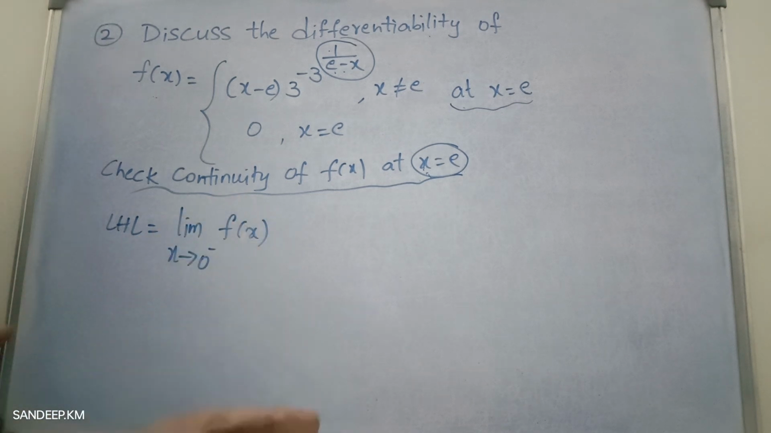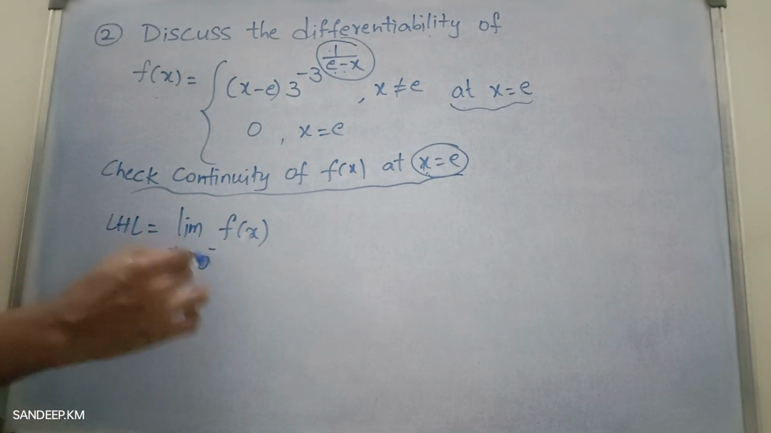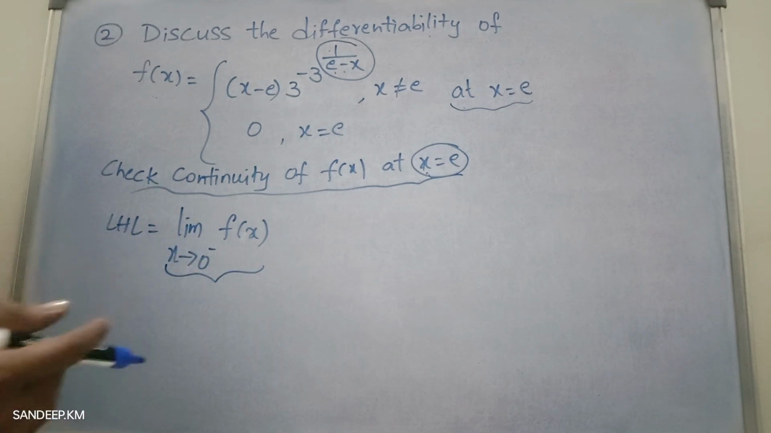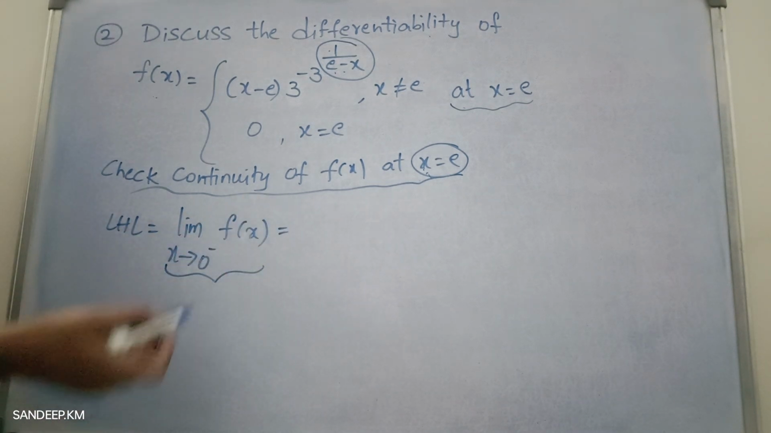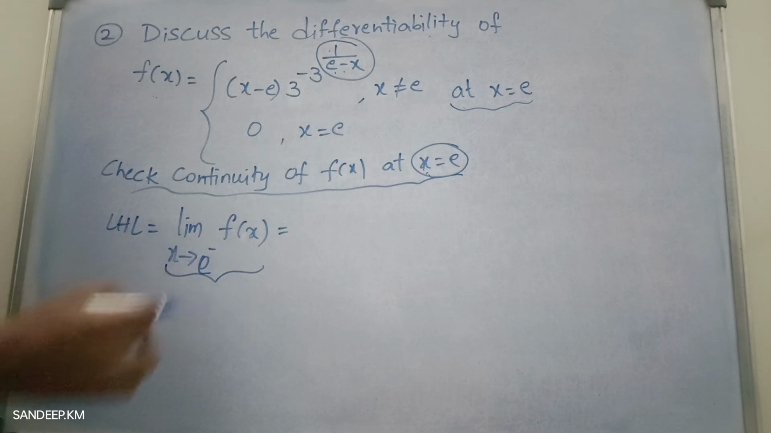Students generally get confused while finding continuity and also differentiability. They particularly get confused while using this formula, okay? But when you practice, all these things will be easier. It's very simple. Now limit x approaches 0 minus f of x. What is f of x? I'm sorry, it is not 0 minus, it is e minus.